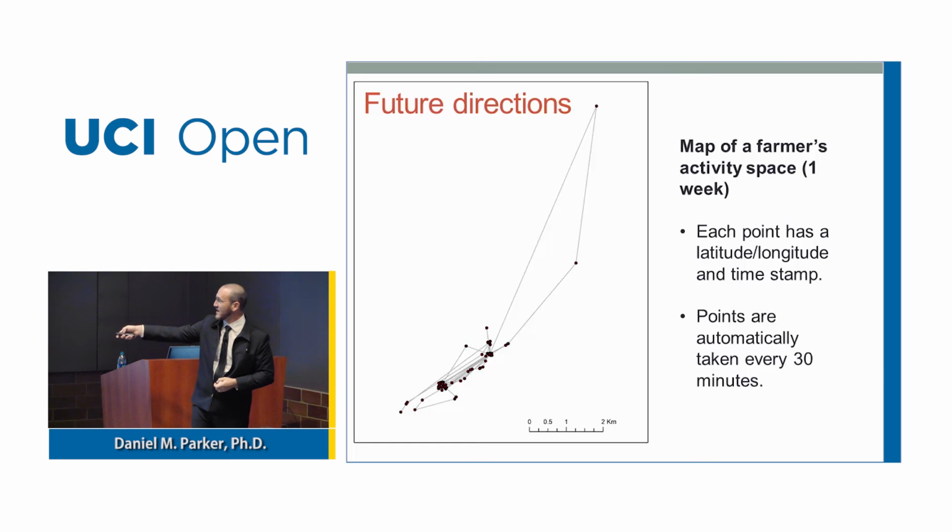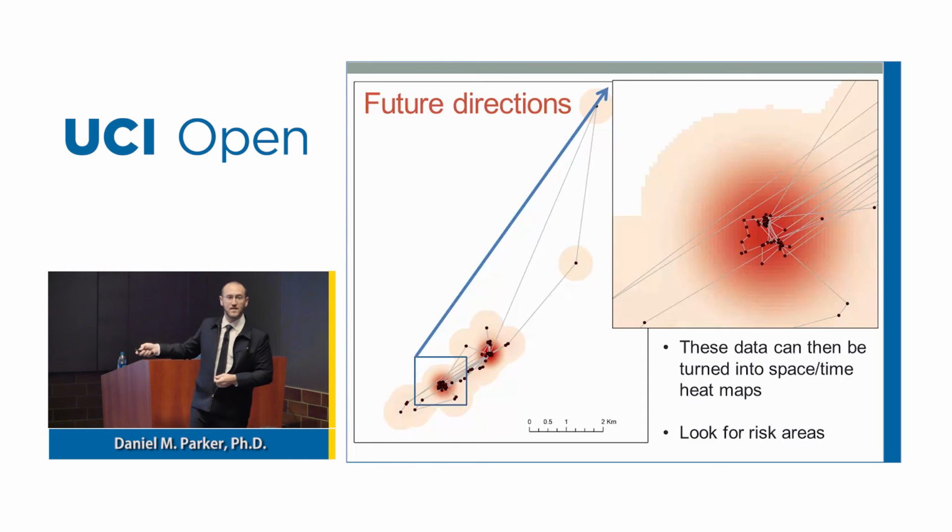And this is some example data from one farmer, from 1 week of data. You get a point every 30 minutes is what I've set them on, so they just automatically take a point every 30 minutes. And underneath each of these points on the map, there's a latitude, a longitude, and a time. You get a timestamp. And from that, you can turn the data into something like a heat map and see where they're actually spending their time.